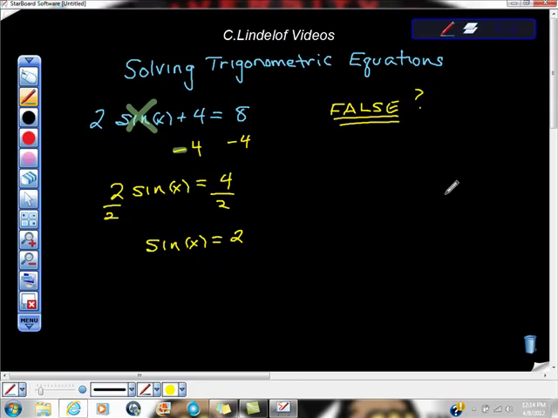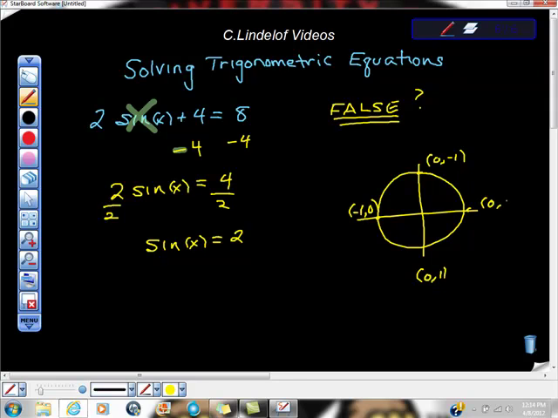Well, we know that that's not true because remember we're working on the unit circle here, right? And the unit circle looks like this. And the unit circle here x is 0, negative 1. This is 0, 1. This is negative 1, 0. This is 0, 1. So what we know here is that this is outside the possibility, right?